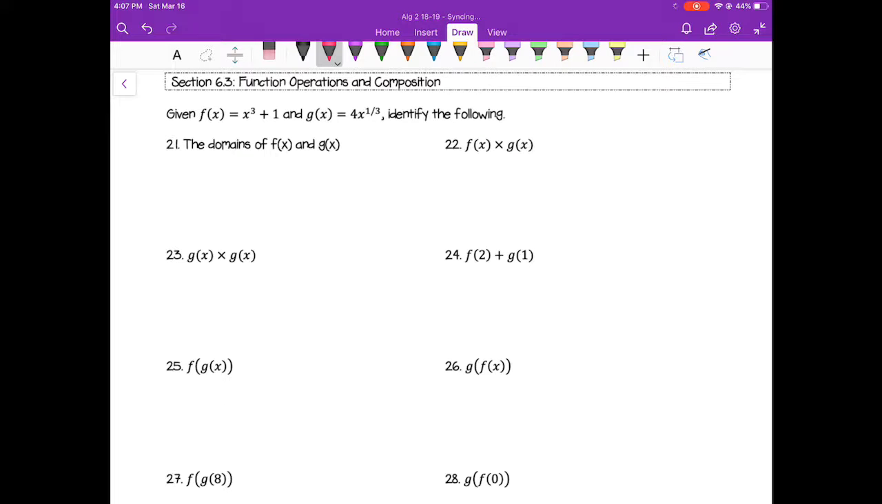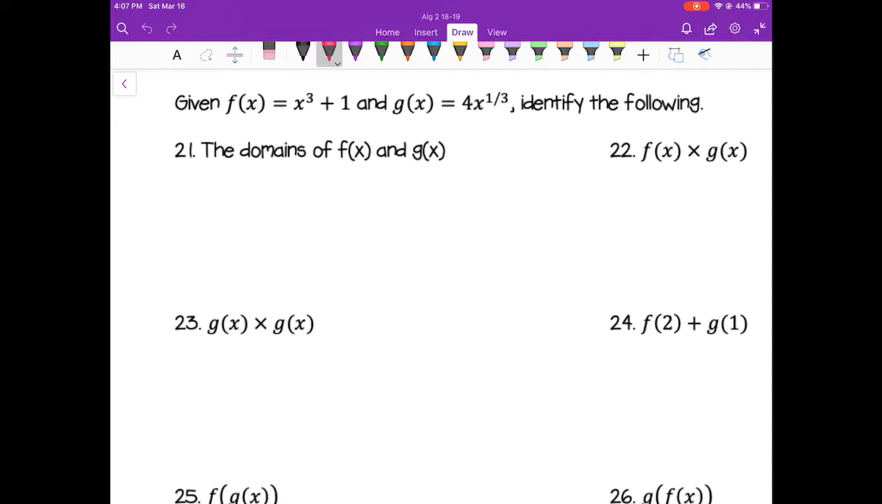Alrighty, and then lastly we have section 6.3 where we added, subtracted, multiplied, divided, and composed functions. So they give us two functions, f and g, and they want us to first identify the domains of each of those individually. So our domain for f of x, well, if we consider f of x to be the function x cubed plus 1, think about your restrictions on x. Is there anything you cannot take to the third power? No, you can plug in whatever you want. So your domain for that guy is all real numbers.